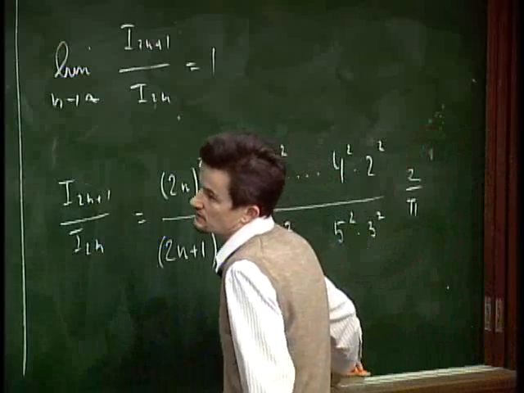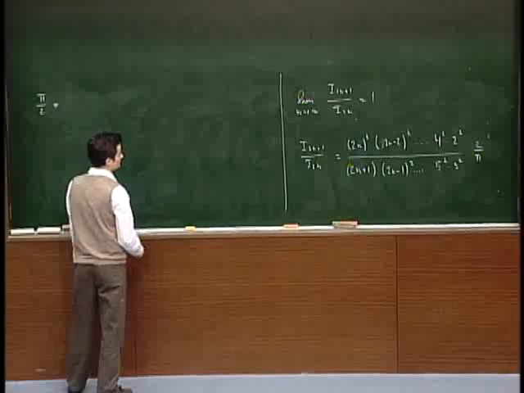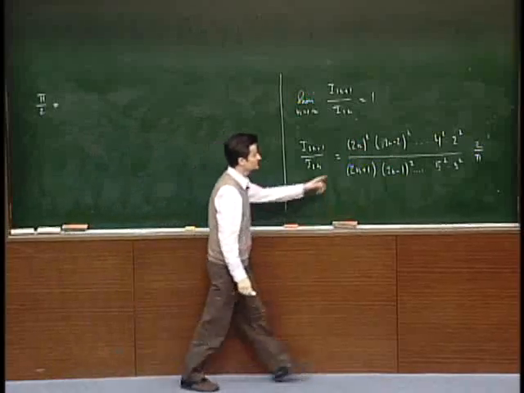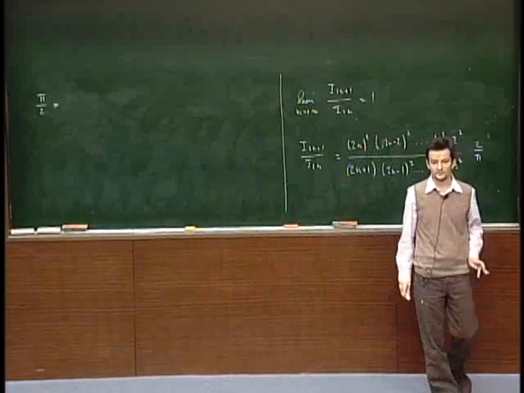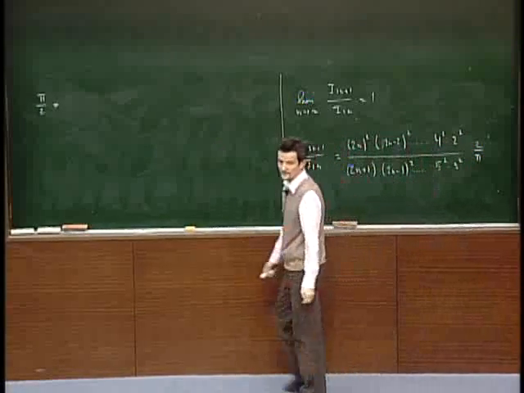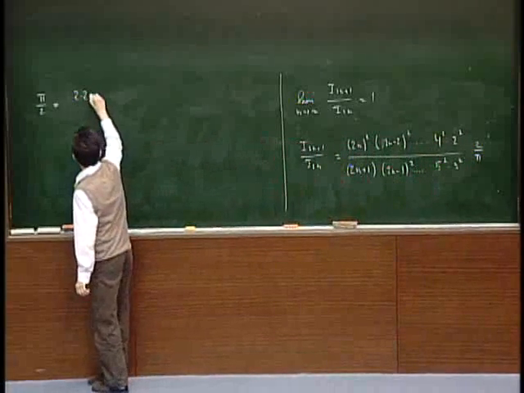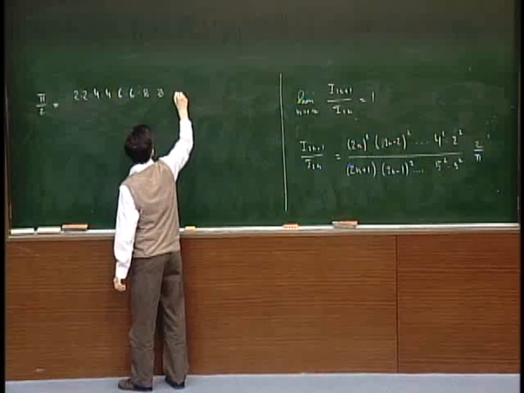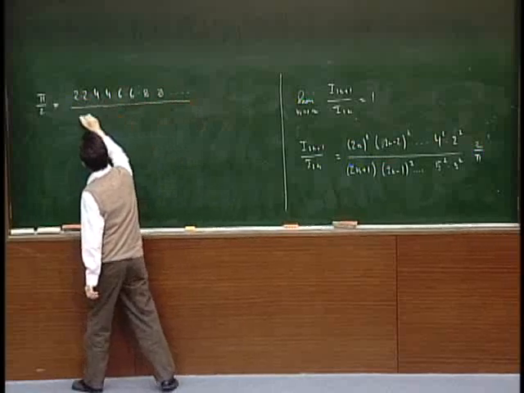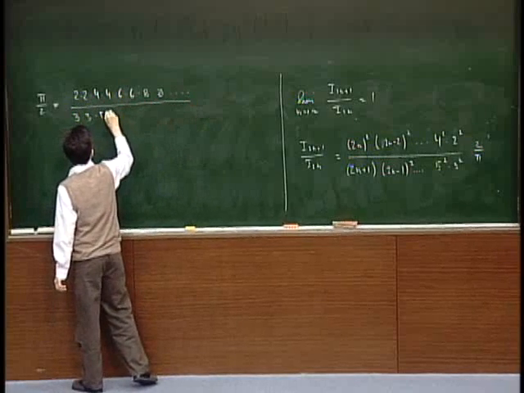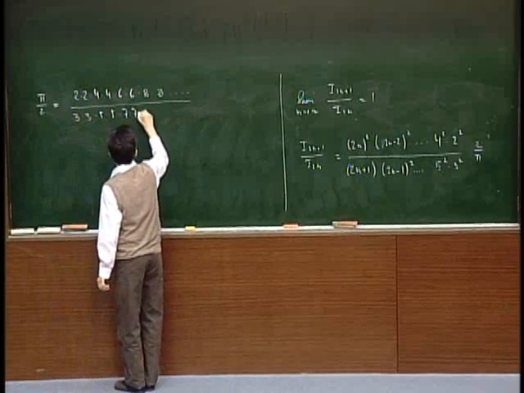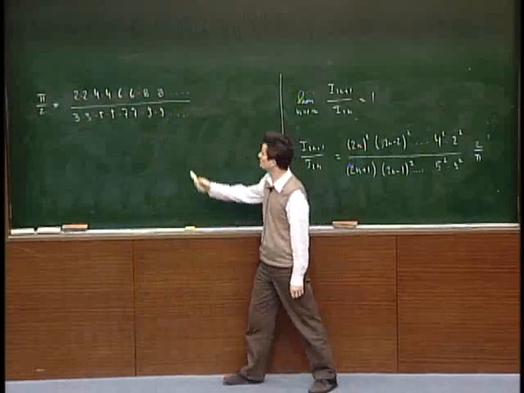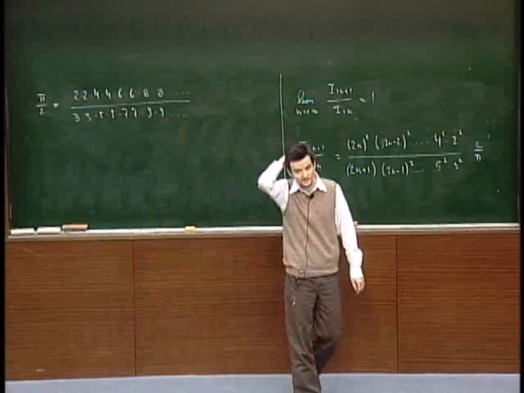And as n tends to infinity, this will go to 1. Or in other words, now you have the following pretty formula. In the numerator you have all even numbers twice, in the denominator all odd numbers twice. So you have 2 times 4 times 4 times 6 times 6 times 8 times 8 and so on, over 3 times 3 times 5 times 5 times 7 times 7 times 9 times 9 and so on. If you compute this, what you get is pi half.